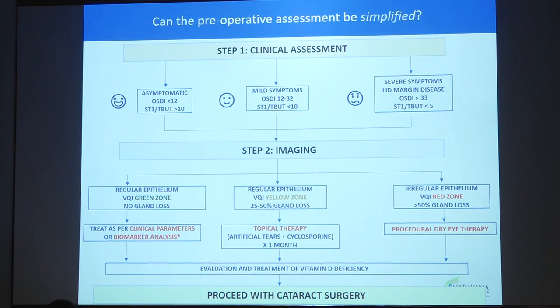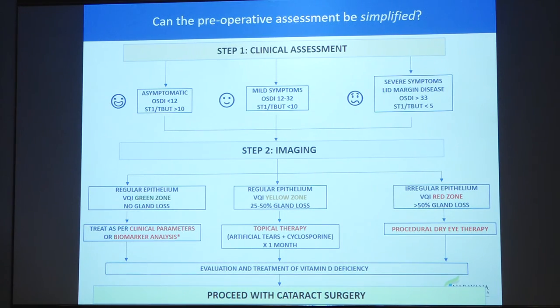Now, if you don't have all this, we built a small algorithm for cataract surgeons with available measures in your clinics. Like I said, look at your OSDI, ocular surface disease index, whether it's mild, moderate, or severe, and your TBUT. Apart from that, you add a little more imaging, like how regular or irregular your epithelium is, and gland loss. You can actually decide which patients require a pre-treatment, both topical and procedural. Procedural would include LipiFlow or E-Eye Light or one of these procedures.